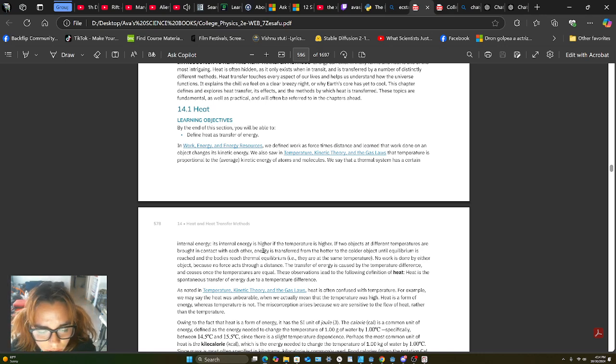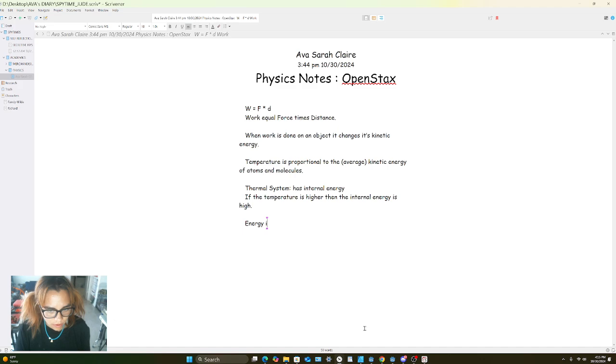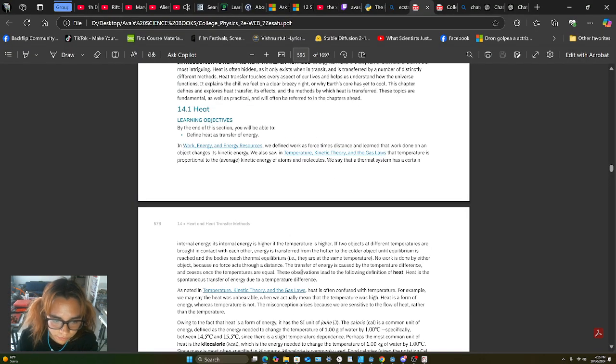If two objects at different temperatures are brought in contact with each other, energy is transferred from the hotter object to the colder object until equilibrium is reached, and the bodies reach thermal equilibrium.